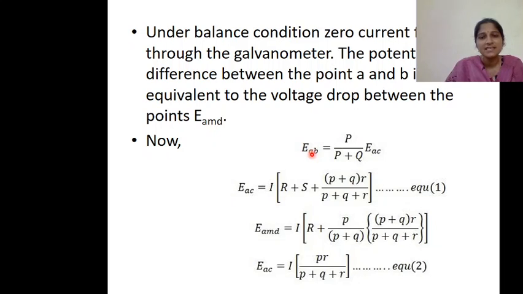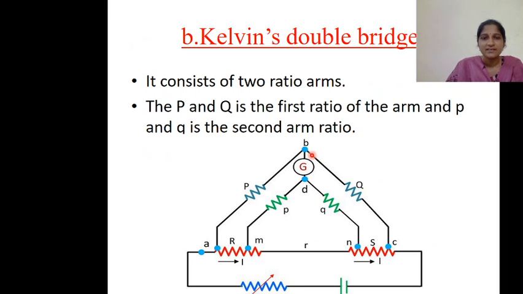So what is this EAB? EAB is P by P plus Q into EAC. So the total voltage is EAC. And what is this EAC? EAC is this complete voltage. This complete resistance is capital R plus capital S.